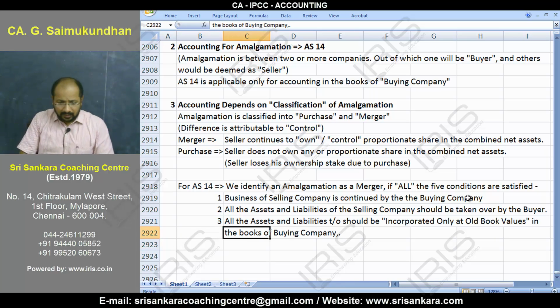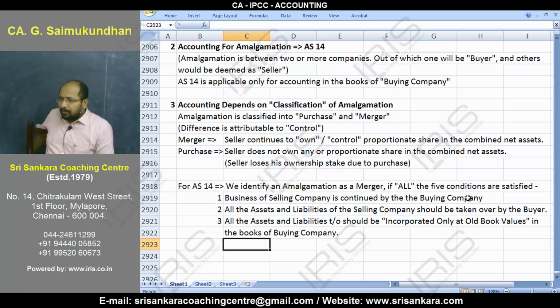I'll just emphasize. Supposing you buy an asset from me, normal cases. You are buying an asset from me, let's say for some 10 lakh rupees. In your books, you will record that asset at what value? 10 lakh. Supposing I tell you that that asset was carried in my books for 7 lakhs, will it make any difference to you? It won't. Because as far as you are concerned, you paid only 10 lakhs for that asset. You will record that asset only at rupees 10 lakhs.